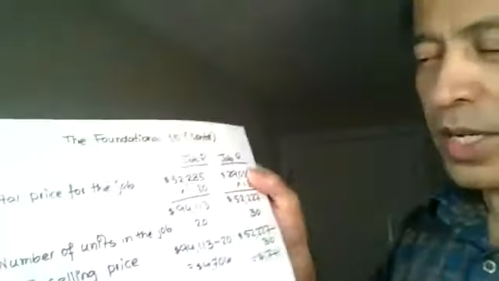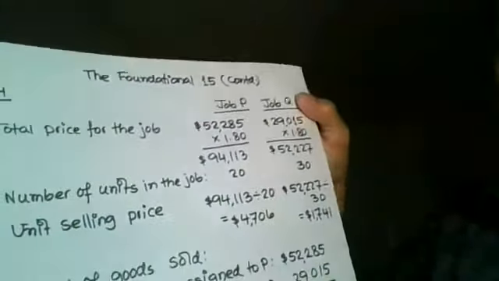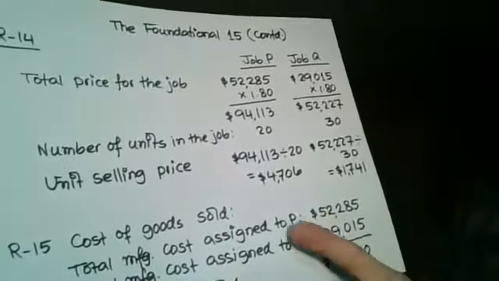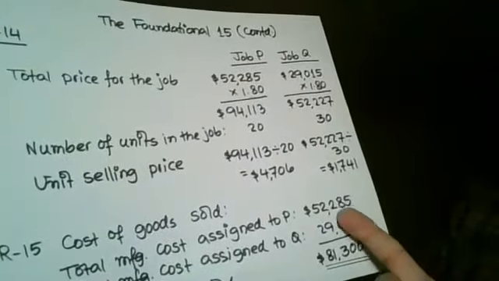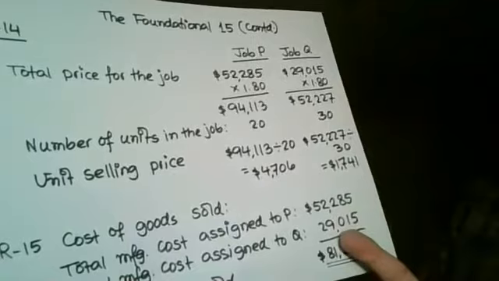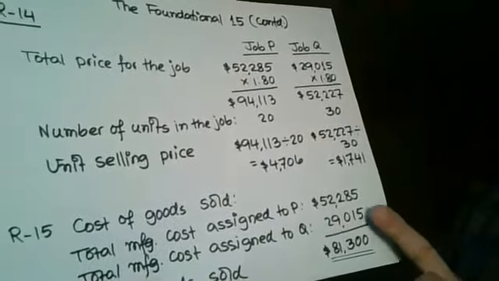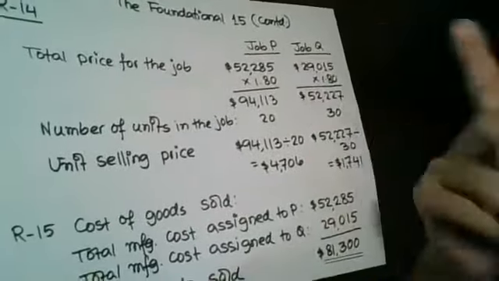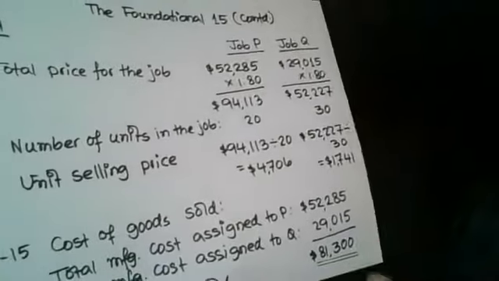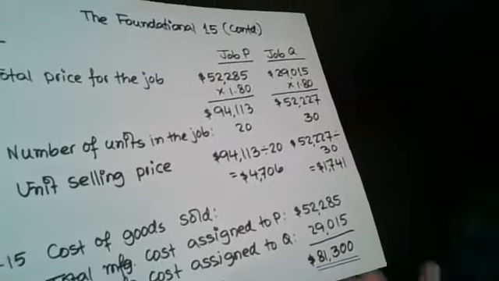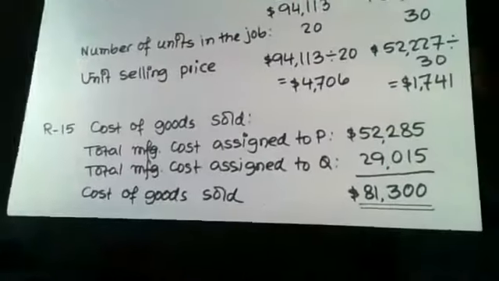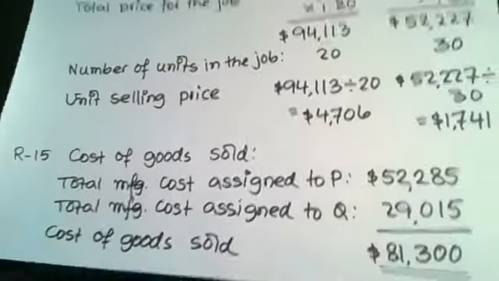Well, and the final one is cost of goods sold. Cost assigned to P and Q. Cost assigned to P is $52,000 and Q is $29,000. But you know the costs? These are the two costs from previous requirement 13. So just remember this number, $81,300, cost of goods sold for the month for the two projects together.